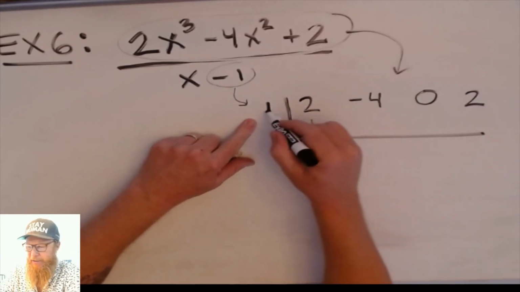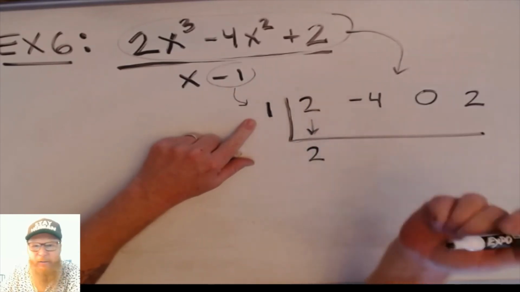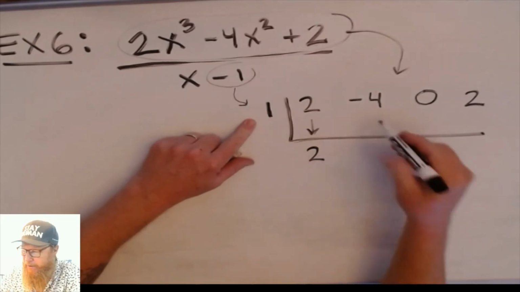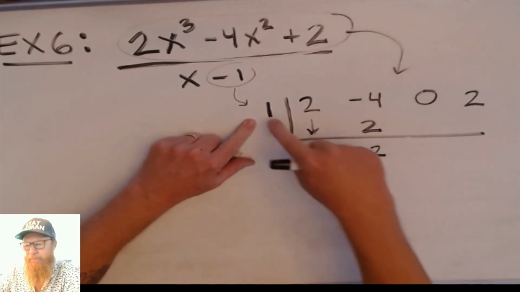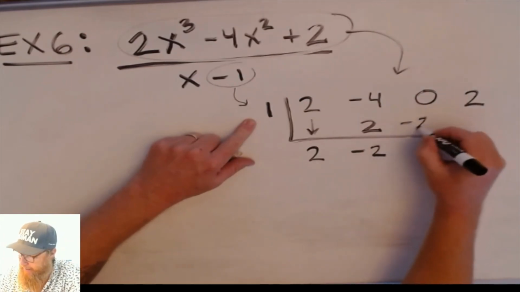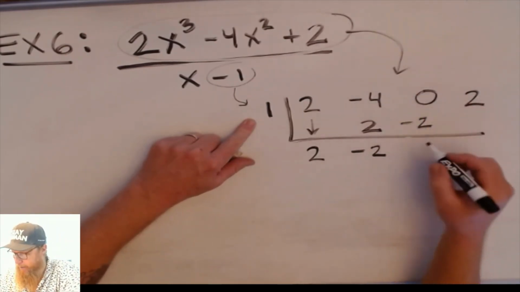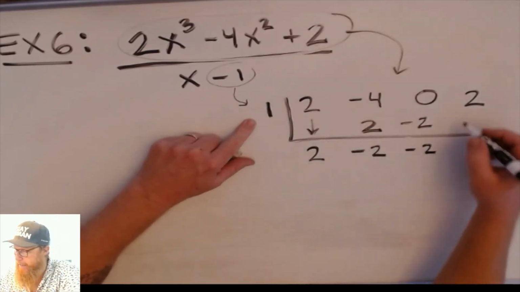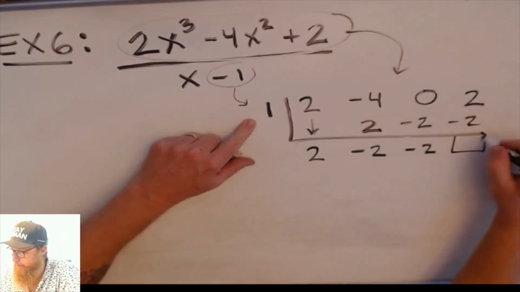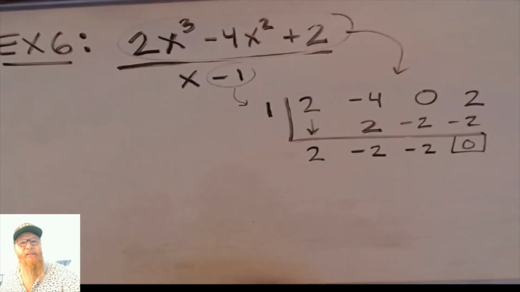Bring down the 2, or add nothing to it if you like to think about it that way. 1 times 2 is 2. Negative 4 and 2 is negative 2. 1 times negative 2 is negative 2. 0 plus negative 2 is negative 2. 1 times negative 2 is negative 2. Remainder 0 as we expected. Didn't we get remainder 0 last time? Yeah, I think we did.